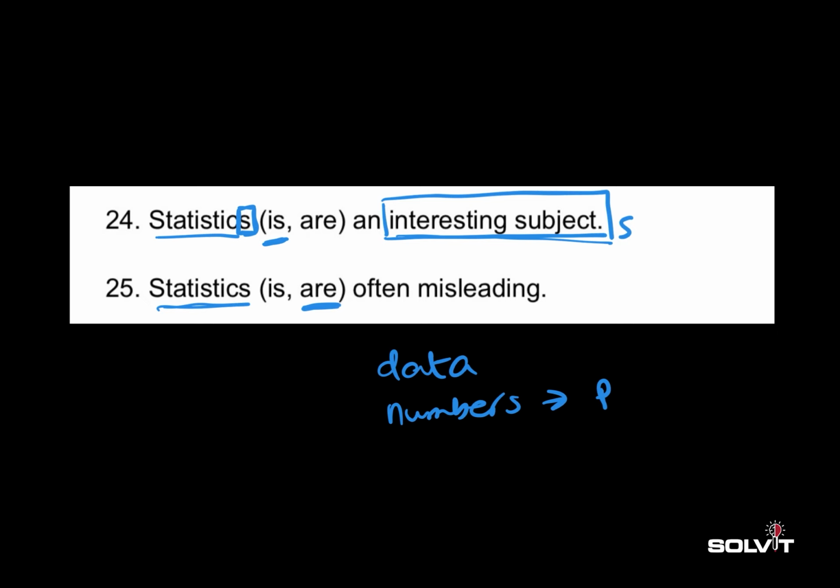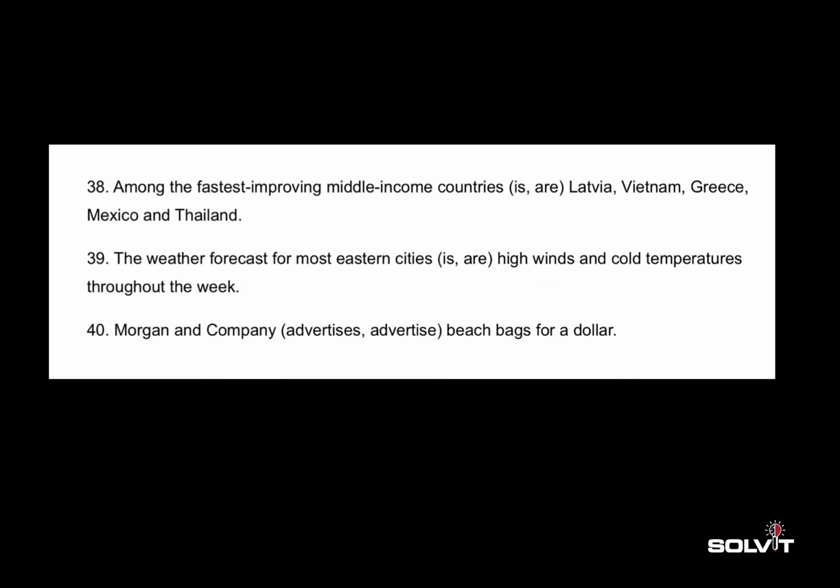So see, you have to always look at the context of the sentence. You have to make sure that you understand the sentence before choosing an option. Okay, so number 38 is: among the fastest improving middle income countries dash Latvia, Vietnam, Greece, Mexico, and Thailand. Okay, so clearly we're talking about a lot of different countries in this sentence, right? It's plural, so we're going to use the plural form of the verb, right? So among the fastest improving middle income countries are Latvia, Vietnam, Greece, Mexico, and Thailand.